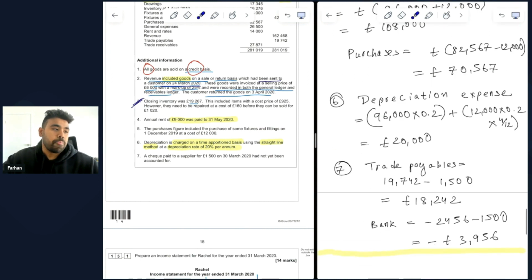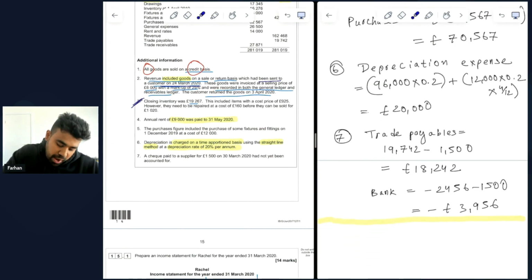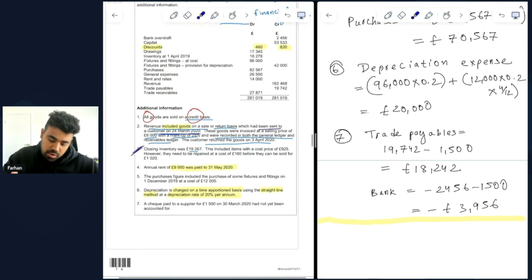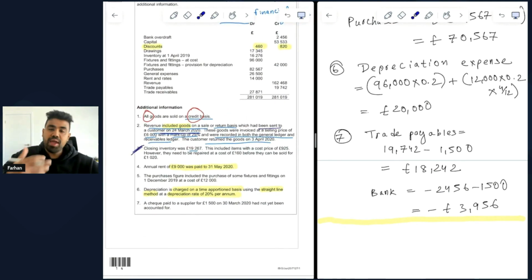Lastly, point number 7. A check paid to a supplier for £1,500 on 30 March 2020 had not yet been accounted for. All right, so this is an error of omission. So this wasn't included in the books at all. So what we have to do when we're paying a check to a supplier, it relates to the trade payables that we're talking about, who are the suppliers or the credit suppliers of the business.